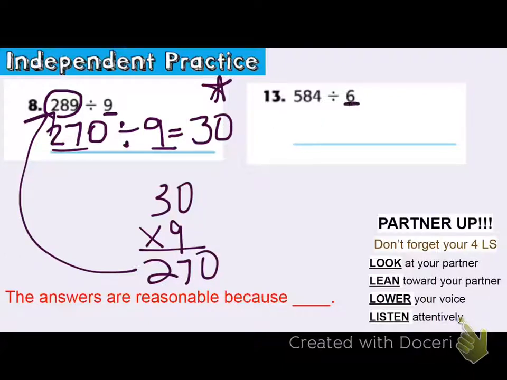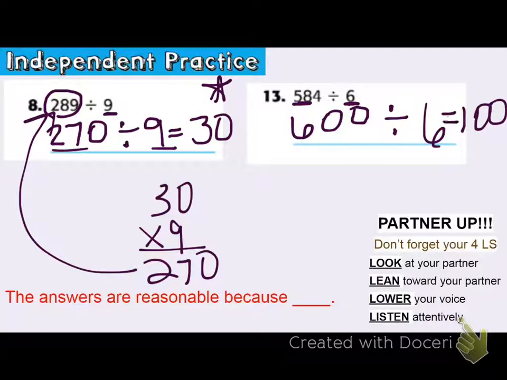What is a multiple of 6? What is close to 6? Well, 6 times 8 is 48. No, 6 times 9 is 54. Oh, I think it's 6 times 10. I think 60 is pretty close. It's compatible. So 600 divided by 6 is 100.